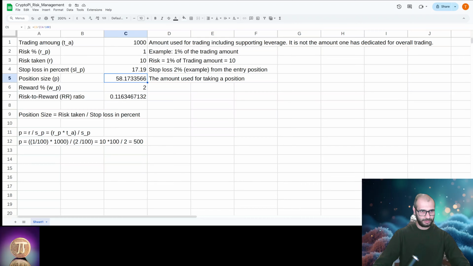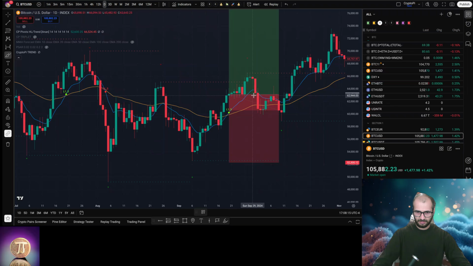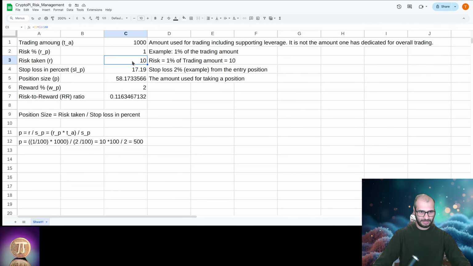If at this point the price goes in a different direction, so it hits my stop loss, what I would lose is simply $10, no more than $10, because that is the risk which I'm taking here.